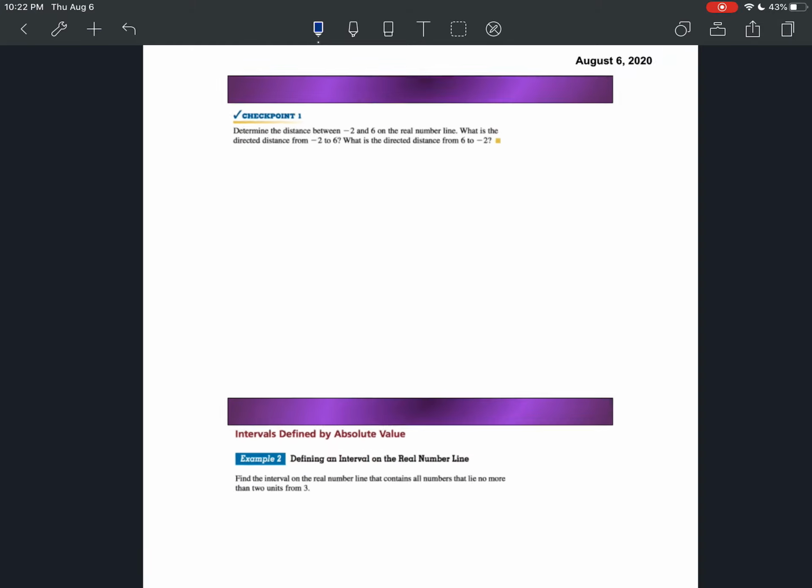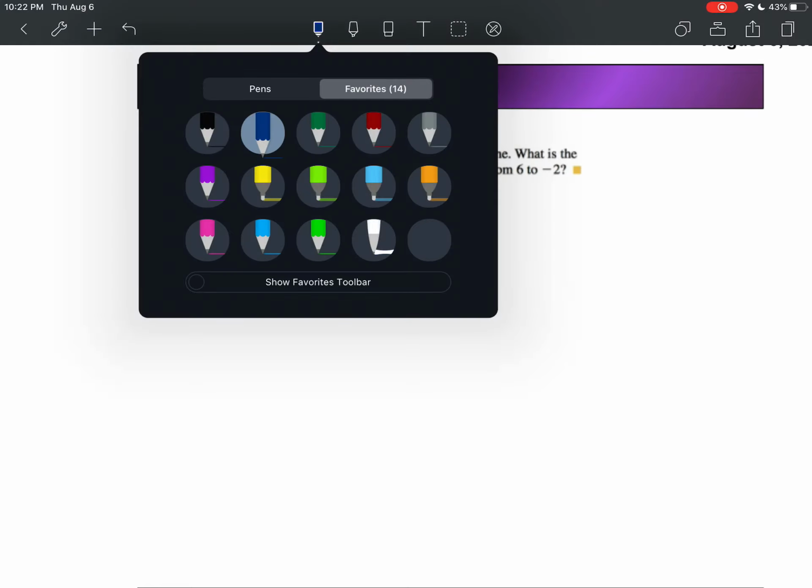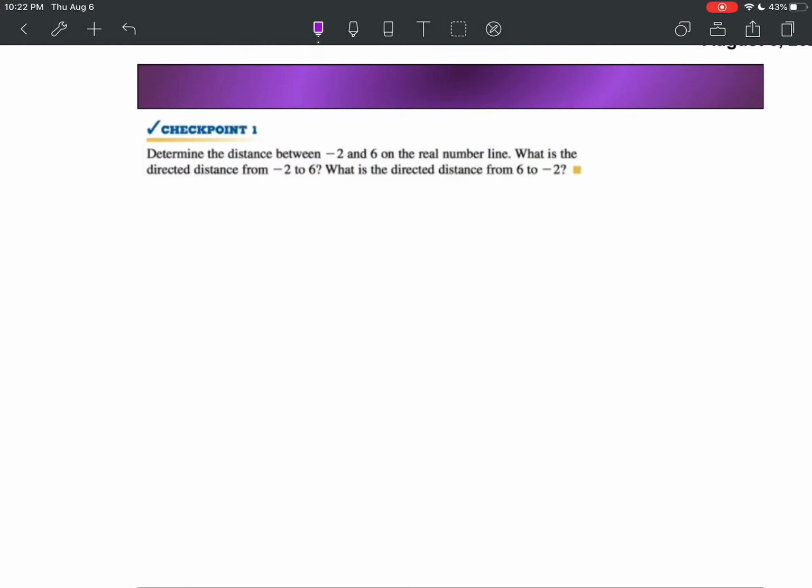Okay, here's one for you to try. Determine the distance between -2 and 6. What's the directed distance from -2 to 6? And what is the directed distance from 6 to -2? Press pause, and when you're ready to reveal the answer, you can press play.